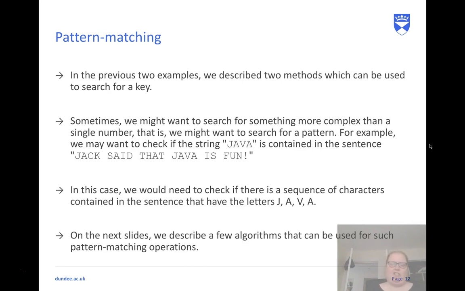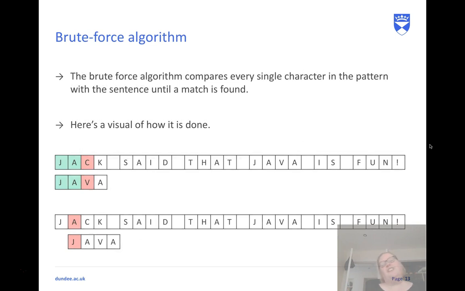On the next few slides, we'll describe a few methods that can be used for such pattern matching operations. The first is the brute force algorithm. In some ways, it's the most obvious algorithm. It's the one you probably come to first. The brute force algorithm compares every single character in the pattern with the sentence until a match is found. Here's a visual of how that's done.